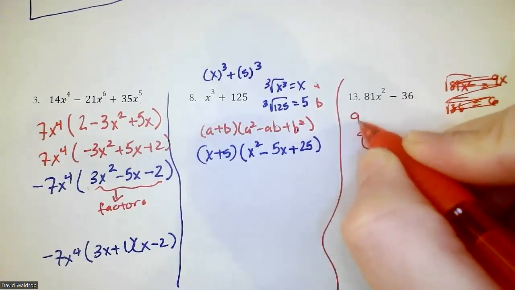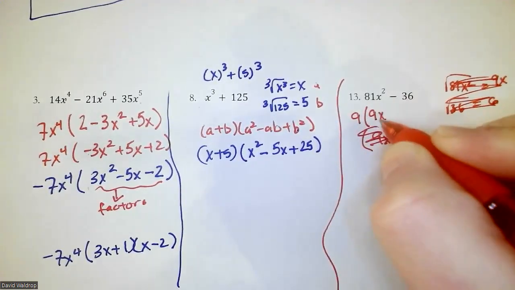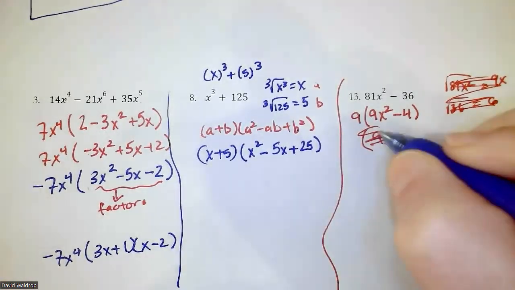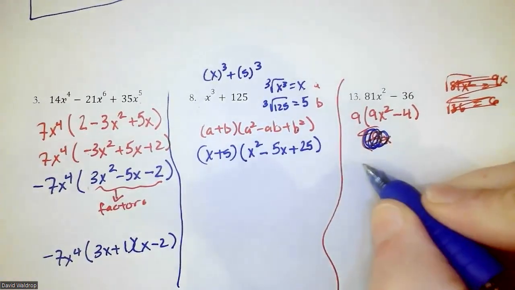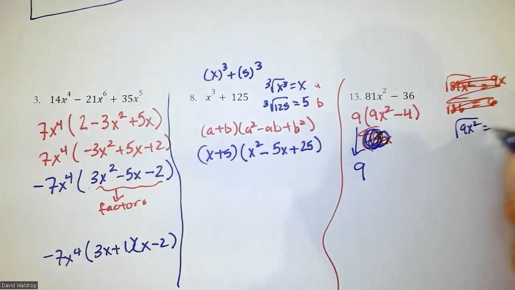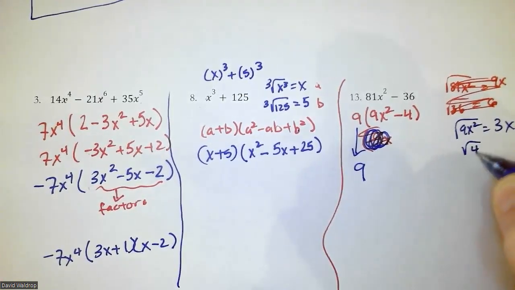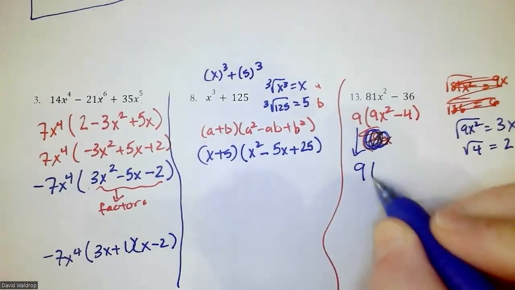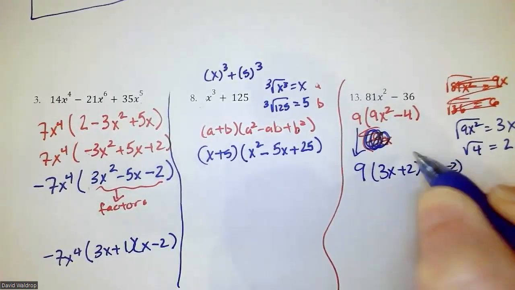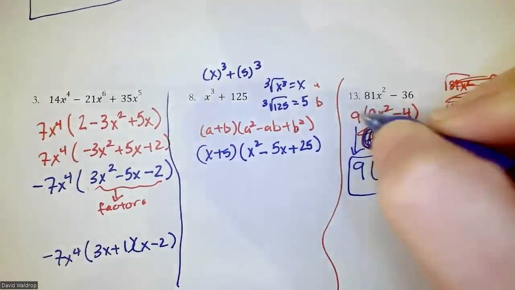I can take a 9 out. So this would become 9x squared minus 4. Ooh, so don't forget your GCF there. Okay, so this 9 is going to stay there. But now, square root of 9x squared is 3x. Square root of 4 is 2. So now it's going to be 3x plus 2, 3x minus 2. So don't forget your GCF.